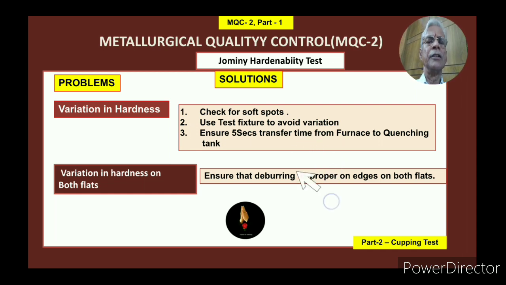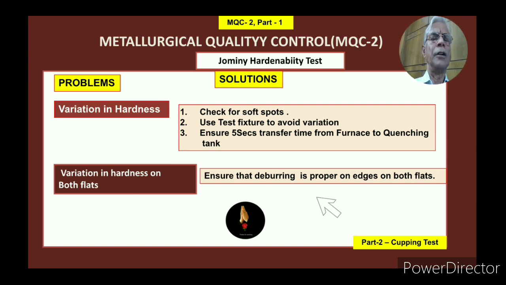Then the other problem may be variance in hardness on both flats, because we have ground two side flats. So you have to ensure that there is no burring on the test piece, because if burrs are present, then the hardness value will be different. So ensure that the deburring is proper on the edges of both flats, so that you get a good hardness. Otherwise, there could be some variation because of these burrs also.